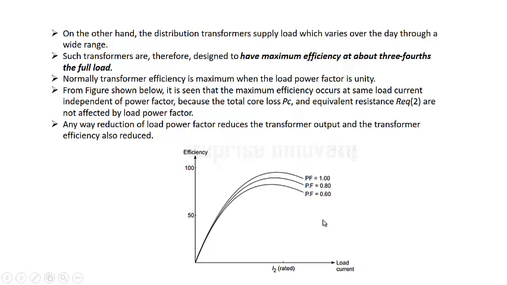But after that, when current increases beyond this point where the maximum efficiency occurs, you will see the droop in the efficiency curve. It is because then the dominant factor will be I square R. I square R would be more as compared to PI, and efficiency again decreases. So it will be maximum when the constant losses are equal to the variable losses.